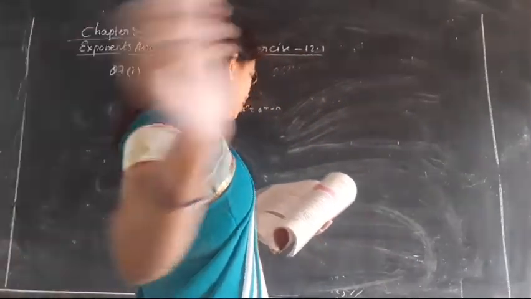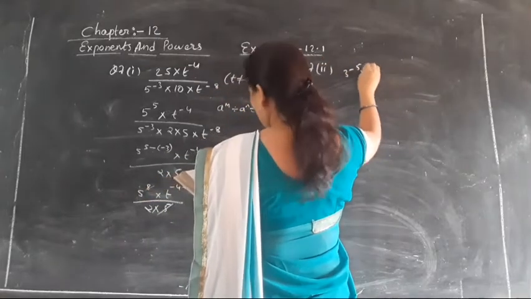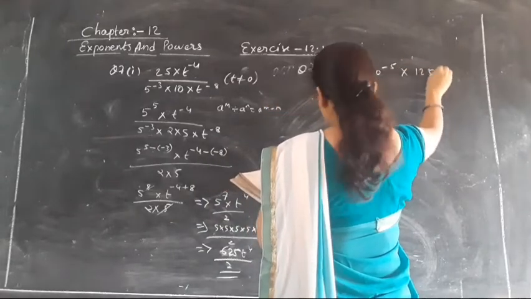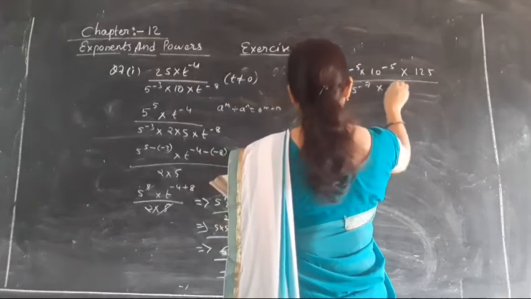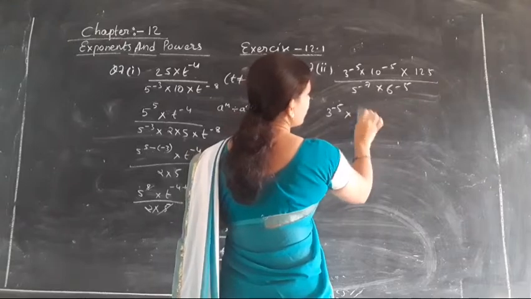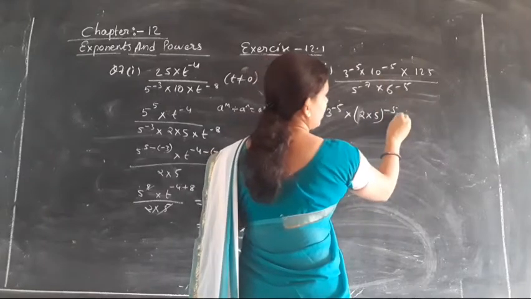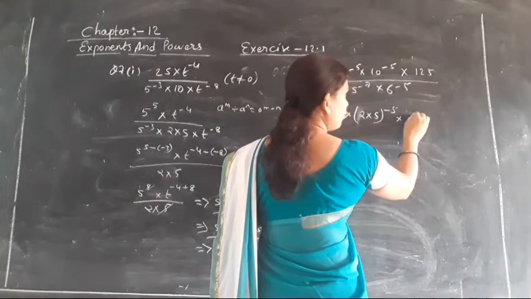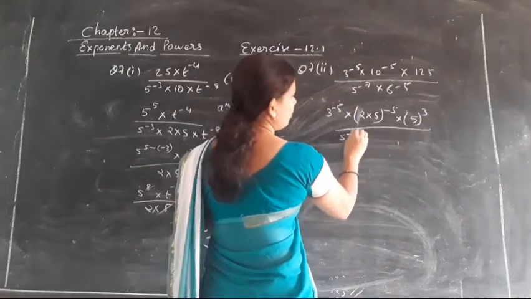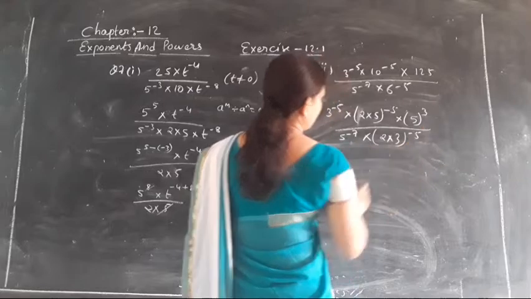In the last part of the question number 7, the second part: 3 to the power minus 5 into 10 to the power minus 5 into 125 upon 5 to the power minus 7 into 6 to the power minus 7. So dear students, 10 can be written as 2 into 5 whole to the power minus 5. 125 can also be written as 5 to the power 3, and 5 to the power 7 is already there. We can write 6 as 2 into 3 whole to the power minus 7. Okay, understood?